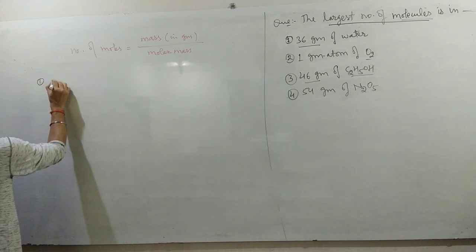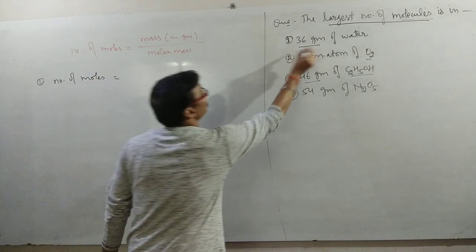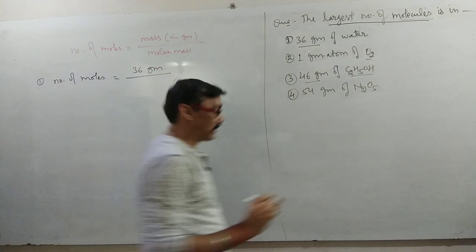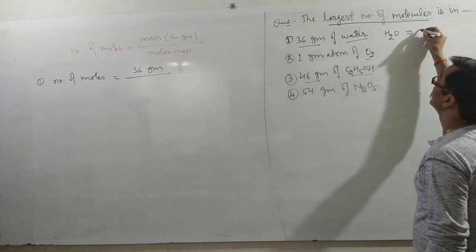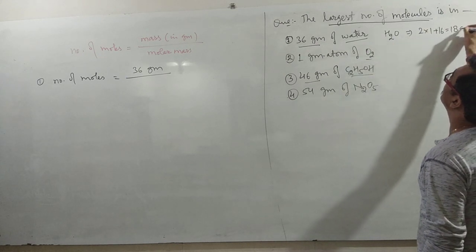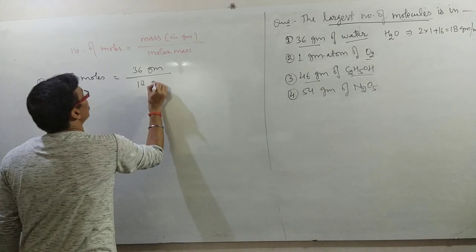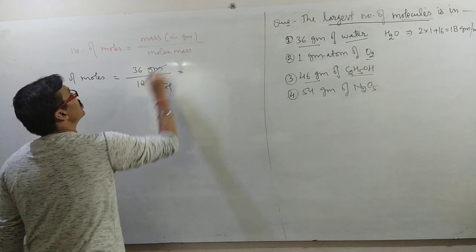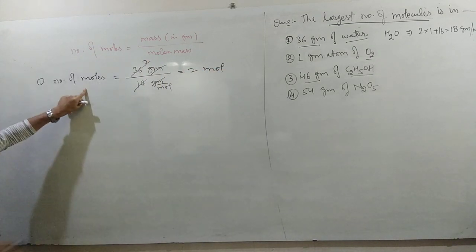So, in the first option, the number of moles of water is equal to the mass given, 36 gram, divided by the molar mass of water. Water is H2O, so the molar mass is 2 into 1 for hydrogen plus 16, that is 18 gram per mole. So 36 divided by 18 is equal to 2 mole, that is 2 mole molecules of water.